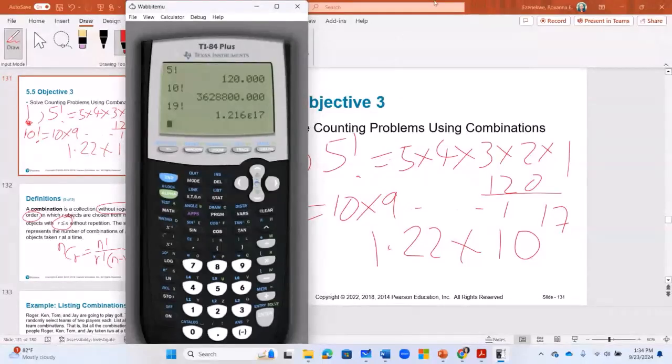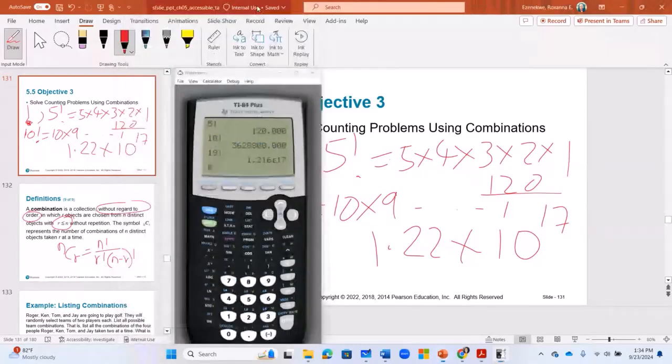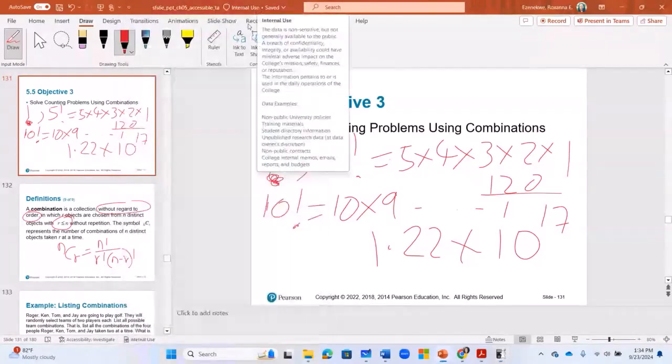So we just explained factorial. Let's go to permutation. So what is the definition of permutation? Okay, let's start.